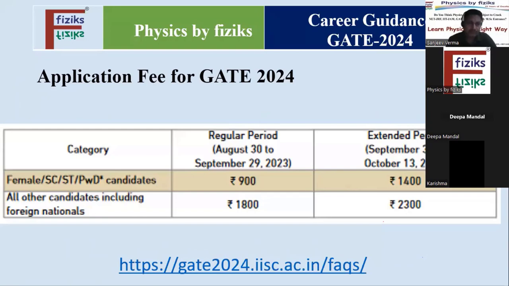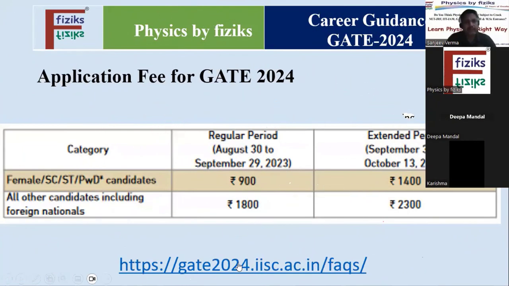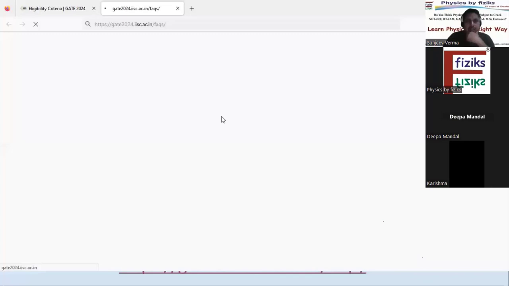Now, what is the fee? Only for female SC/ST candidates, the fee is 900, and for all other candidates belonging to general, OBC, and economically weaker sections, the fee is 1800 rupees. Then I have one more link over here, with some FAQs which I have not discussed, so they will be discussed over here.